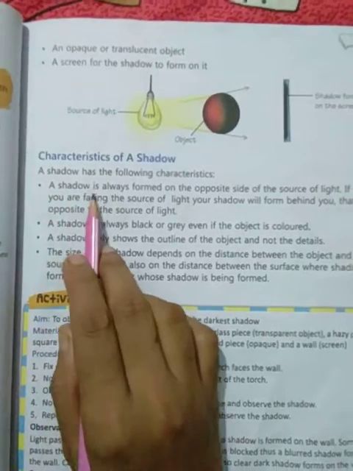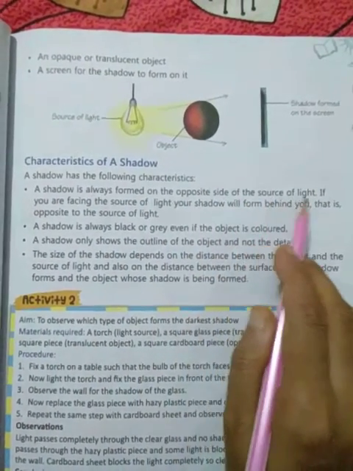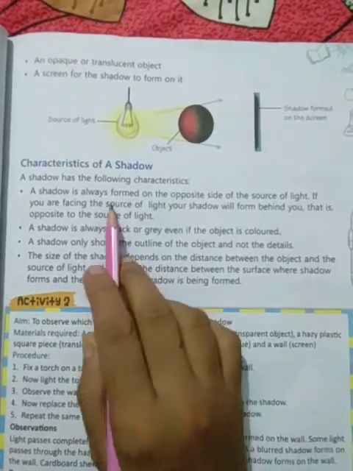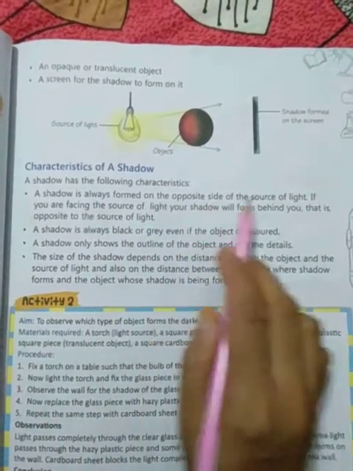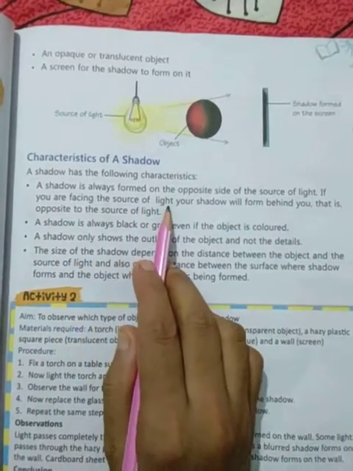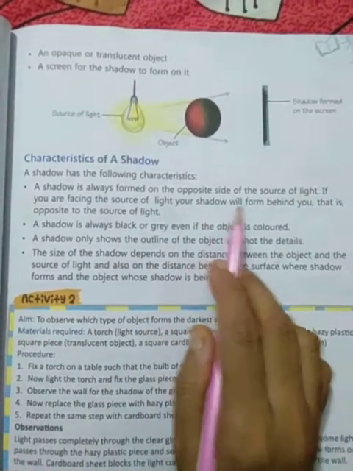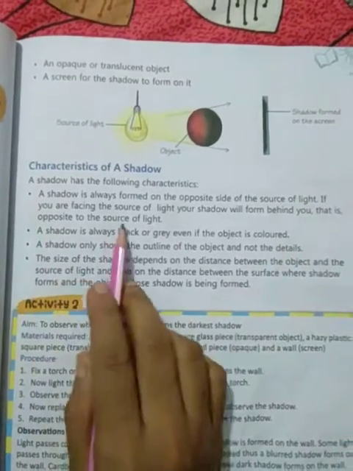A shadow is always formed on the opposite side of the source of light. Student, we have to understand that a shadow is always formed on the opposite side of the source of light. If you are facing the source of light, your shadow will form behind you. That is opposite to the source of light.